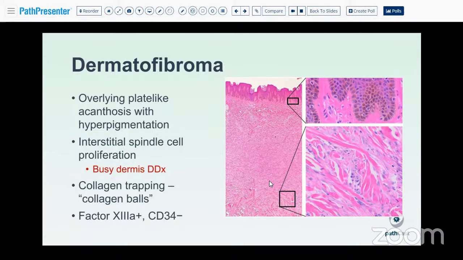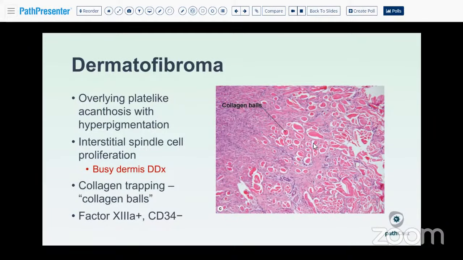When you have a standard DF like this, the center looks fairly cellular usually. It's almost like a bomb went off in the dermis. It's centrally cellular, and then at the periphery, we get less and less cells. At the periphery is where we get our collagen trapping. I'll show you that in a second. They love testing that DFs are factor 13A positive, CD34 negative to distinguish from dermatofibrosarcoma protuberans.